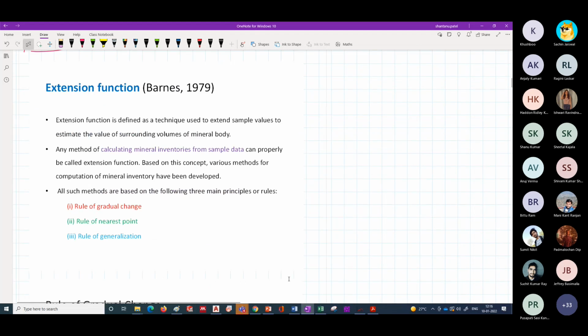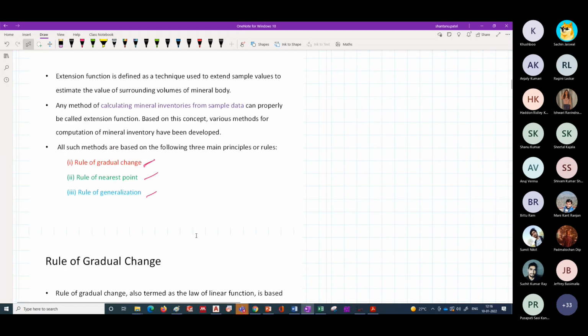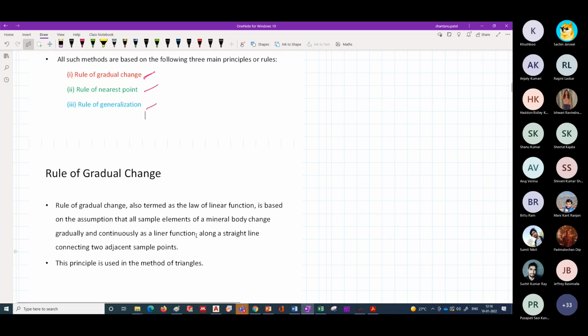Have you learned about these things in any other classes? Rule of nearest point, rule of generalization. No, sir. Okay. So we have three rules that we use, right? Let's see them one by one. First is the rule of gradual change.